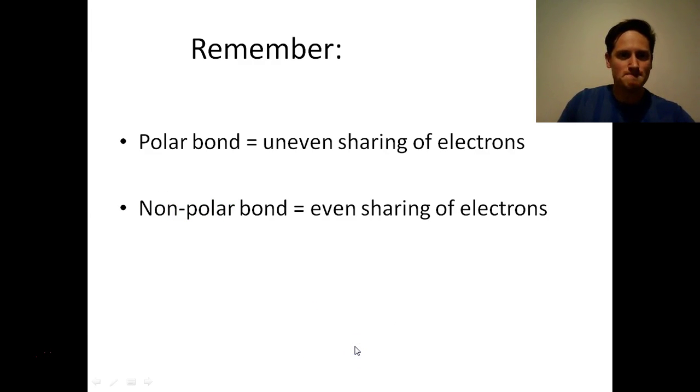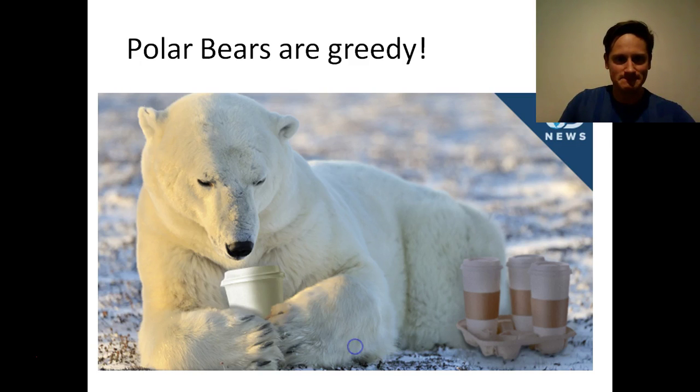So just to remember, a polar bond is an uneven sharing of electrons, and a non-polar bond is an even sharing of electrons. The way to remember that: polar bears are greedy. Look how greedy that polar bear is, just drinking that coffee. He's got 3 more to go. He's not sharing that with anyone.